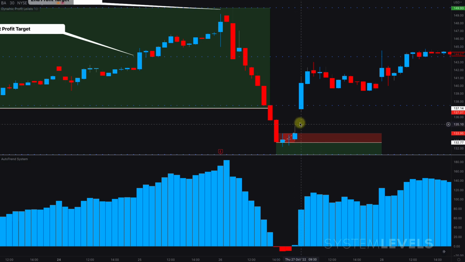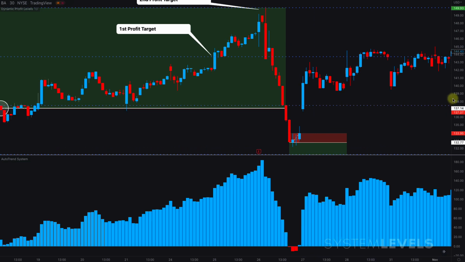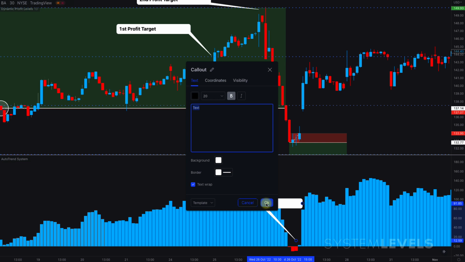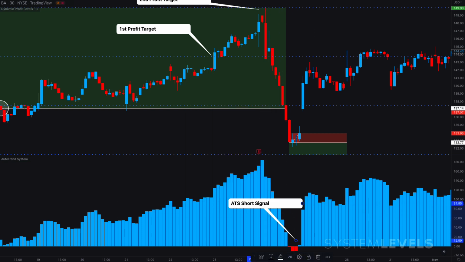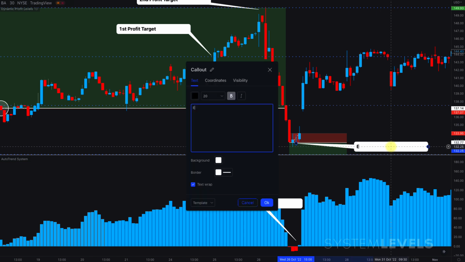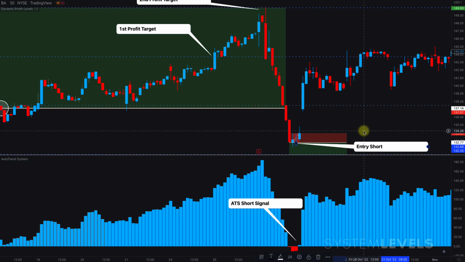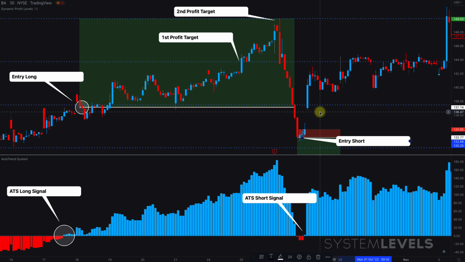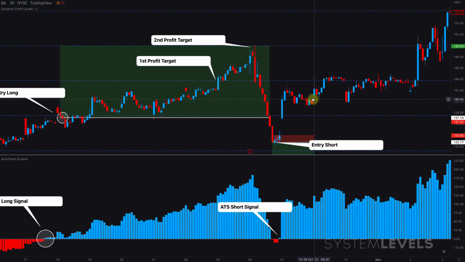So, okay, following up on this trade, we had a short signal here. The AutoTrend system gave us a short signal right here. We had an entry right here, right? Entry short. We went short. That trade didn't work out, and we ended up losing $1,500, which was half of our original stop loss.